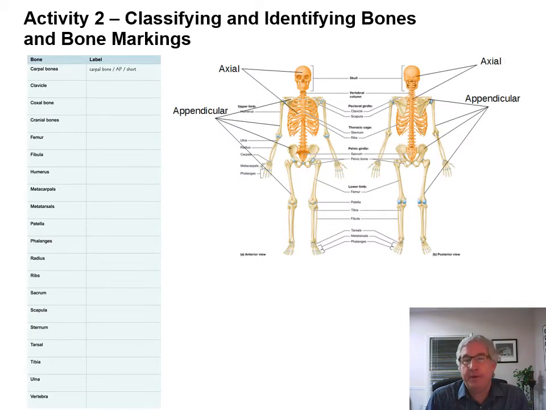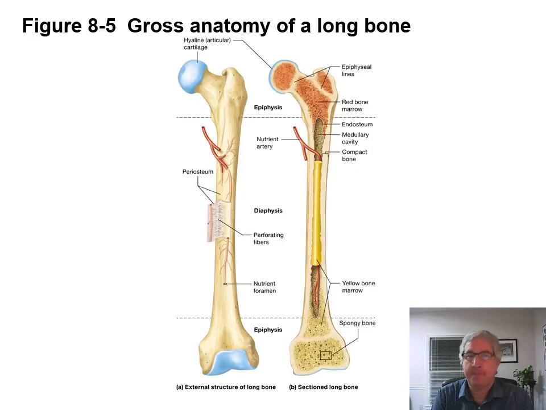So activity 2 is classifying and identifying bones and bone markings. There's a handout that you're going to download, and you'll use that to fill out this table in activity 2 that's in the book. It's pretty simple. But the problem is that you haven't learned which bones are in the appendicular skeleton and which bones are in the axial skeleton. So I've given you that information. Then you get to figure out whether they're short, long, flat, sesamoid bones, those kinds of things. So, all right. Next slide.